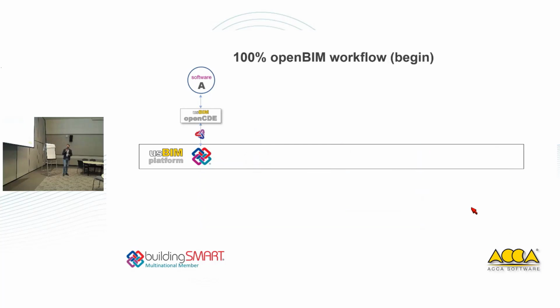So how does everything start? It starts by using any kind of software, any modeling tool, to produce an IFC model, and then by manually uploading or by the use of the OpenCDE standard, you can upload the model on the common data environment. From now on, everything will happen on a BIM platform, which is our common data environment.